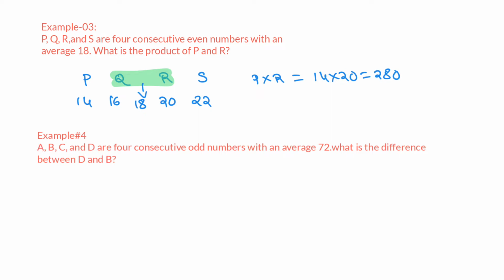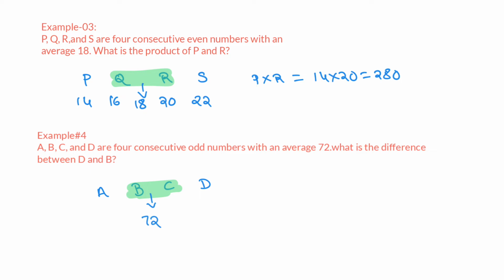Next example. A, B, C and D are 4 consecutive odd numbers with an average 72. What is the difference between D and B? Again, 4 consecutive odd numbers are given to us. They are designated as A, B, C and D. And from quick trick 2, again we can write the average of the given sequence is the average of these two numbers B and C. And it is given as 72.